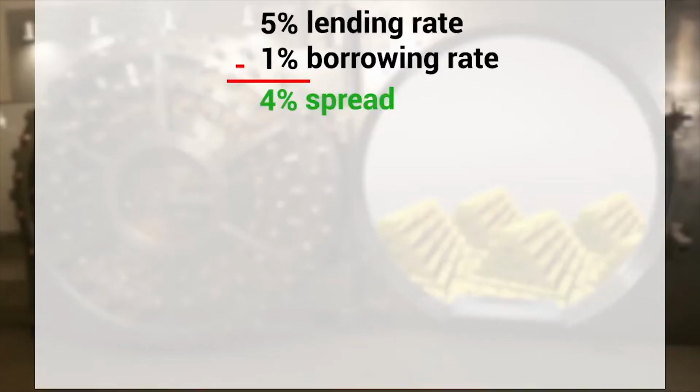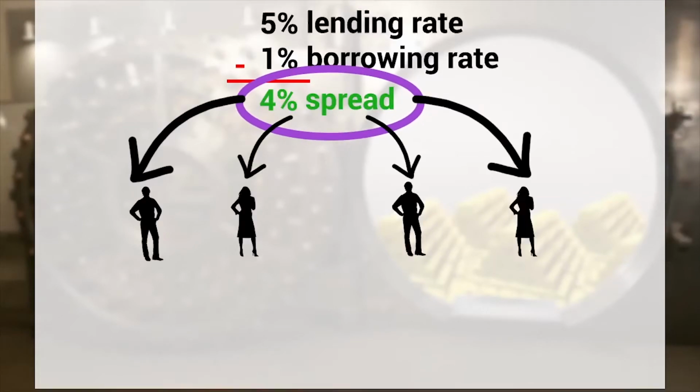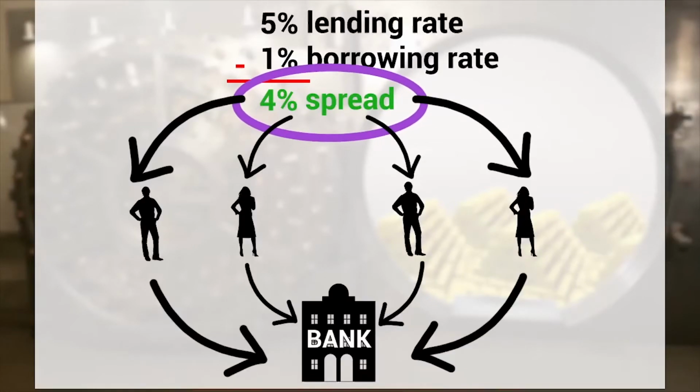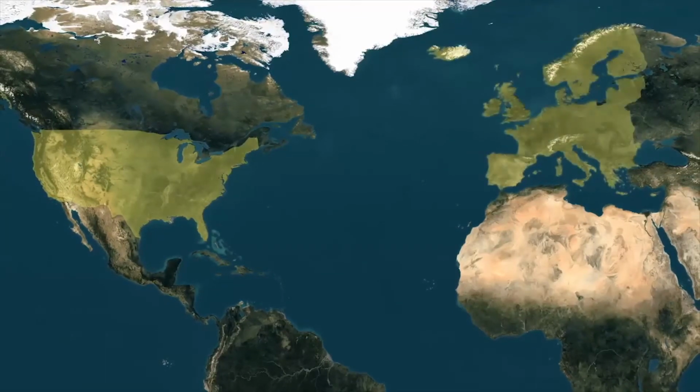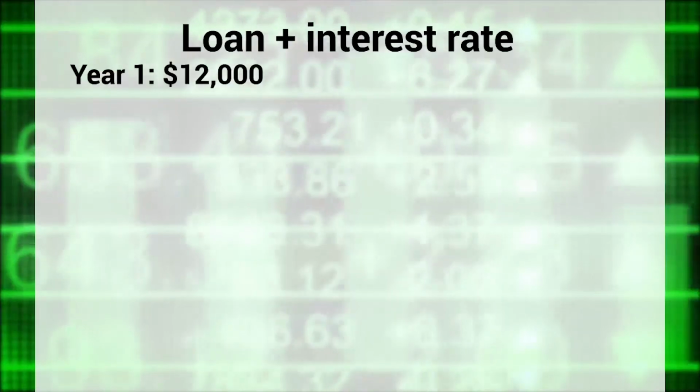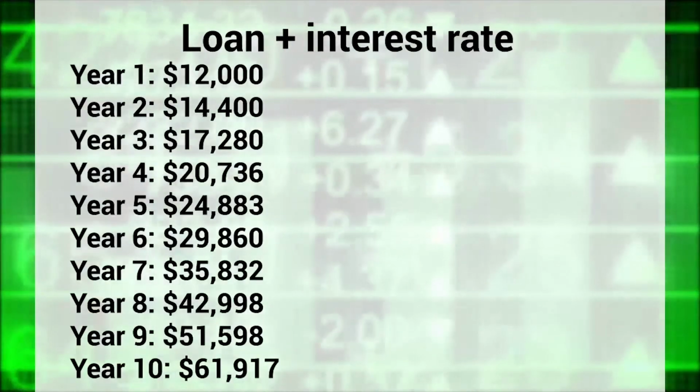So anyway, that wide spread of 4% has to cover a lot of deadbeats who don't follow through on their promises to pay back the money they borrow. And that's how it works in the U.S., and most Western countries have more or less the same system. The numbers may seem small to you, but over time, they really add up.